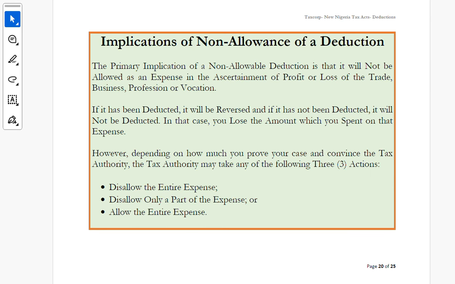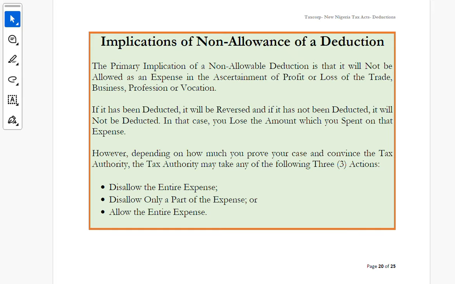Now, what's the implication of non-allowance of a deduction? The primary implication of a non-allowable deduction is that it will not be allowed as an expense in the statement of profit or loss of the trade, business, profession, or vocation. If it has been deducted before, it will be reversed. We will reverse it.